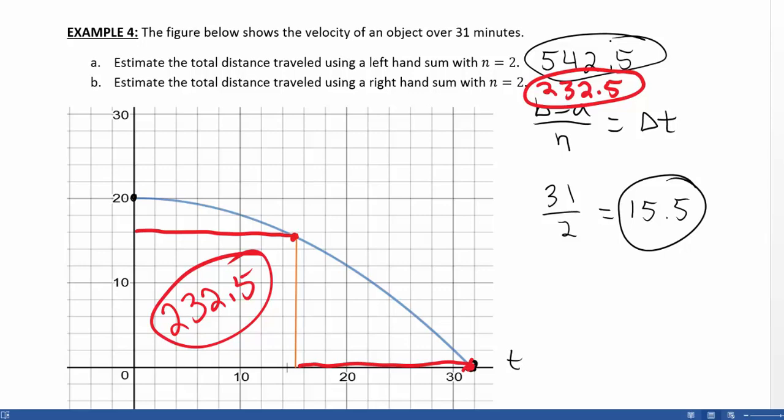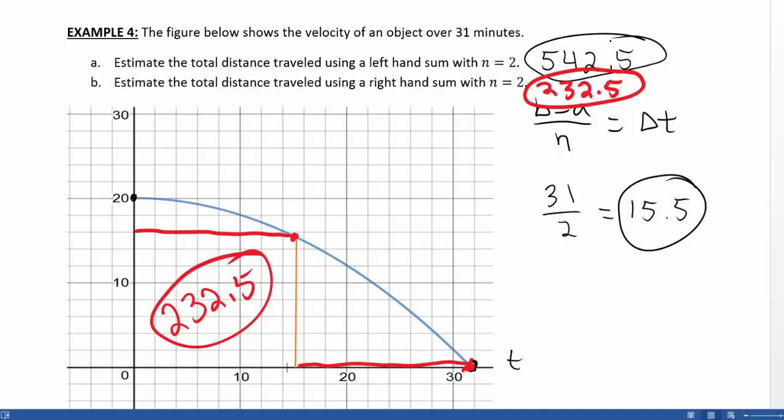So again, we can see that these estimates are terrible, right? They are way off. The overestimate was way too high. The underestimate was way too low. And that's because n was really small. The bigger we can make n, the better our estimate will be.